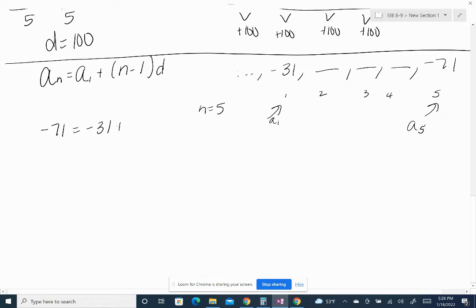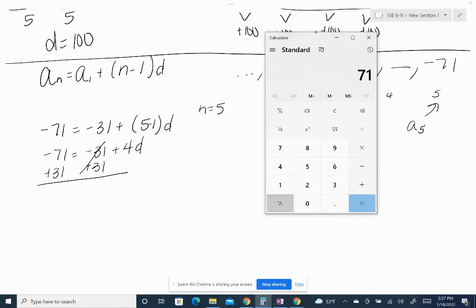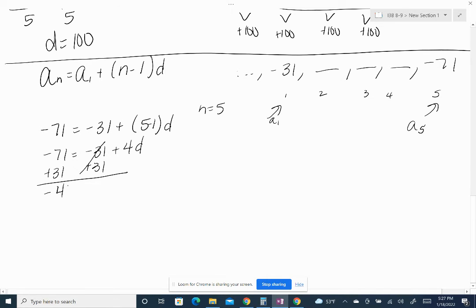And then we plug in what we know. 5 minus 1 is 4. Add 31 to both sides. So if I have negative 71 plus 31, that's going to give me negative 40 is equal to 4d. Divide both sides by 4. And I get negative 10 is equal to d. So I'm adding negative 10 every time.